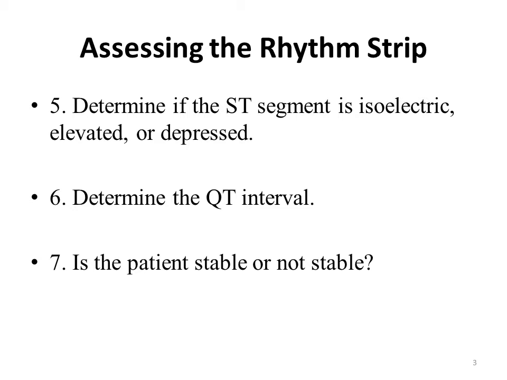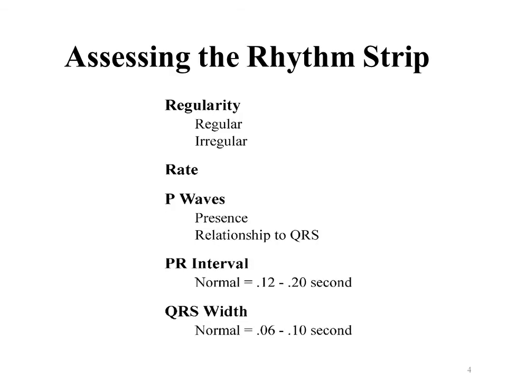We have to determine the QT interval measurement, and we have to assess if the patient is stable or not stable. Sometimes the patient may become bradycardic but still stable, so there is no need for medical treatment, just monitoring. We have to assess the regularity, regular or irregular rhythm, and the rate, which is important. The normal heart rate is between 60 to 100 beats.